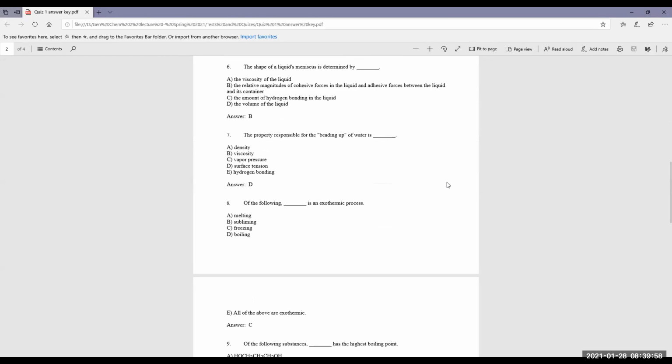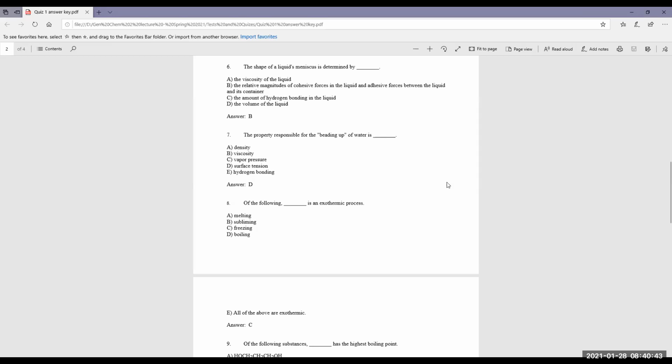The shape of a liquid's meniscus is determined by what? And the answer there is the relative magnitudes of cohesive forces in the liquid and adhesive forces between the liquid and its container. If you recall, the example that we had in class was mercury and water. We talked about how the meniscus of each of those materials was different. The water goes up on the sides, the mercury goes down on the sides, and it related to those interactions within the solution and then interactions with the material of the wall.